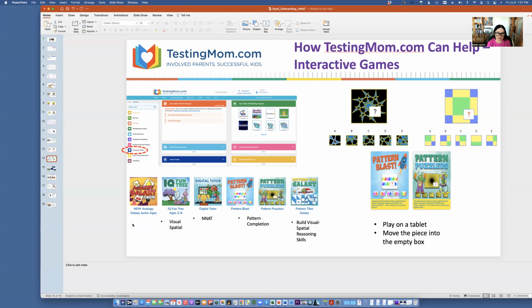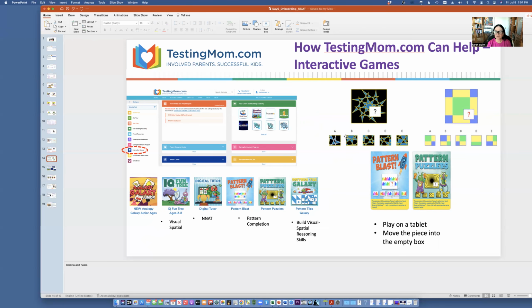So there's actually a lot of NNAT games that we have. We have Analogy Galaxy, where there are nonverbal analogy questions. Under IQ Fun Tree, you can work in our visual spatial area that's perfect for the NNAT. In Digital Tutor, we have NNAT practice questions.